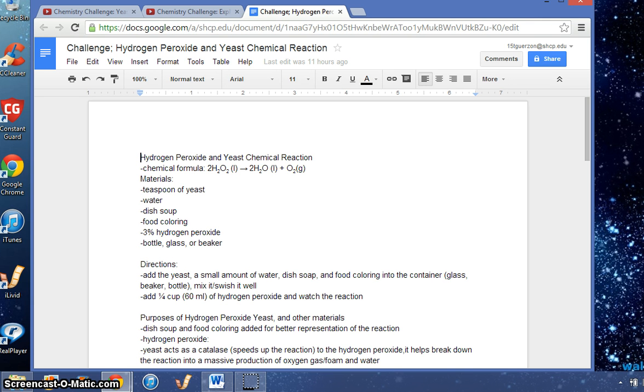And then the directions that we followed were that in one beaker we placed the yeast, water, dish soap, and food coloring into a beaker on the right, and on the left we put the 60 milliliters of hydrogen peroxide. And then before we combined them together, I mixed the yeast, water, dish soap, and food coloring in the beaker, and then I combined it with the hydrogen peroxide, and then it produced bubbles. So I don't want to go further into our explanation.